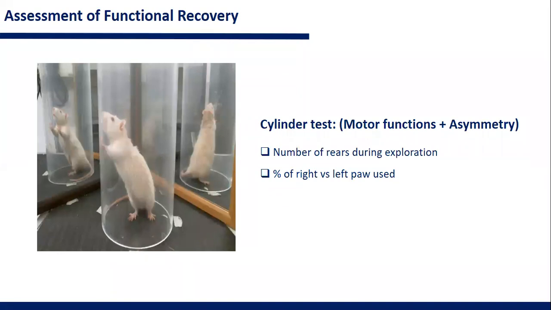Now the cylinder test measures the asymmetry in the limbs and also helps us to evaluate the motor outcome before and after stroke. The animal was kept in a cylinder for a 5-minute exploration, and its paw movement was recorded and evaluated later, as you can see in the left side figure. So that was the setup in our lab for behavioral analysis.